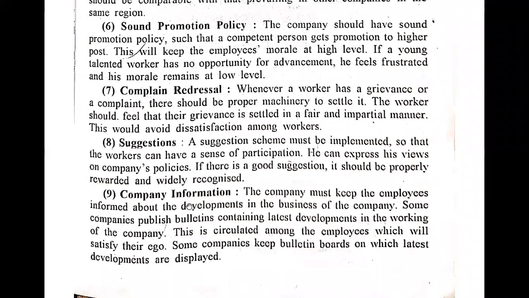And ninth point is company information. The company must keep the employees informed about the developments in the business of the company. Some companies publish bulletins containing latest developments in working of the company. This is circulated among the employees, which will satisfy their ego. Some companies keep a bulletin board on which latest developments are displayed.